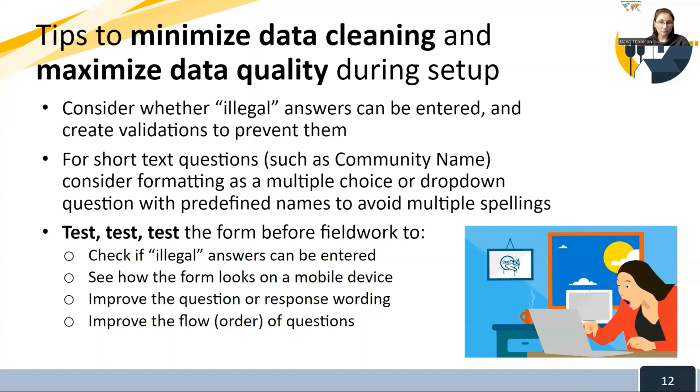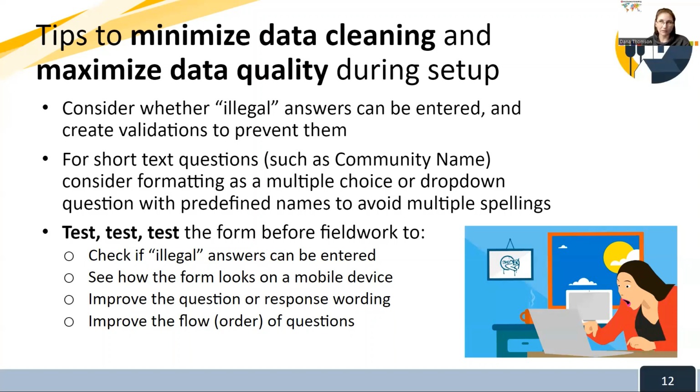And you can really shape this by setting up a very good survey. So while you're setting up the survey, you want to ask people to consider illegal answers, or answers that shouldn't be allowed to enter. I'm calling them illegal answers, but consider what would be an illegal answer for every single question and see if there's a way to create a validation to prevent illegal answers.